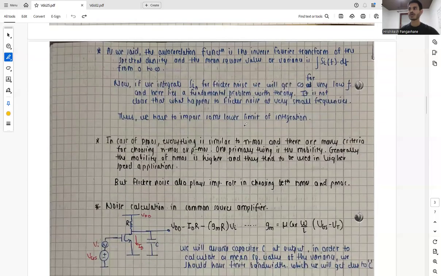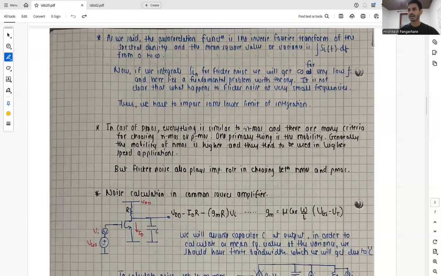In the case of PMOS, everything is similar to the case of NMOS. There are many criteria for choosing between NMOS and PMOS. One primary thing is the mobility, but generally the mobility of NMOS is higher, and they tend to be used in higher speed applications. But flicker noise also plays an important role in choosing between PMOS and NMOS.